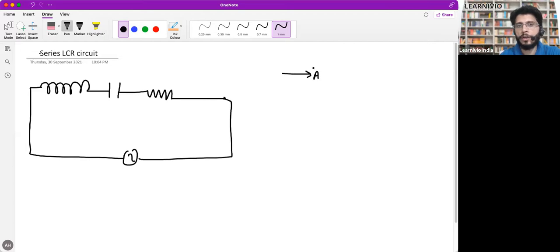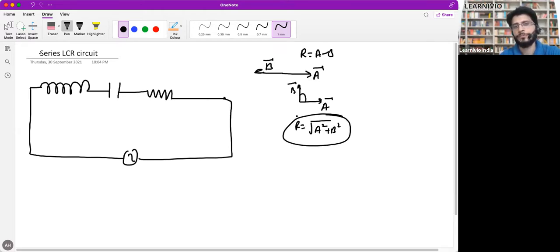If you have two vectors, vector A and vector B, acting in opposite directions, then when you add them up, their magnitudes get subtracted. This is vector addition, right? If you have two vectors which are at 90 degrees, as you did in class 11, your resultant is root over A square plus B square. So this is the resultant vector. So this is the inductor, this is the capacitor, and this is the resistor.